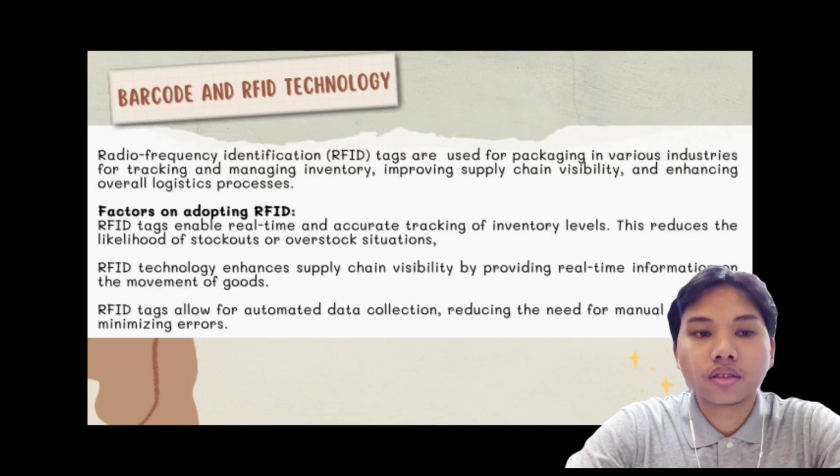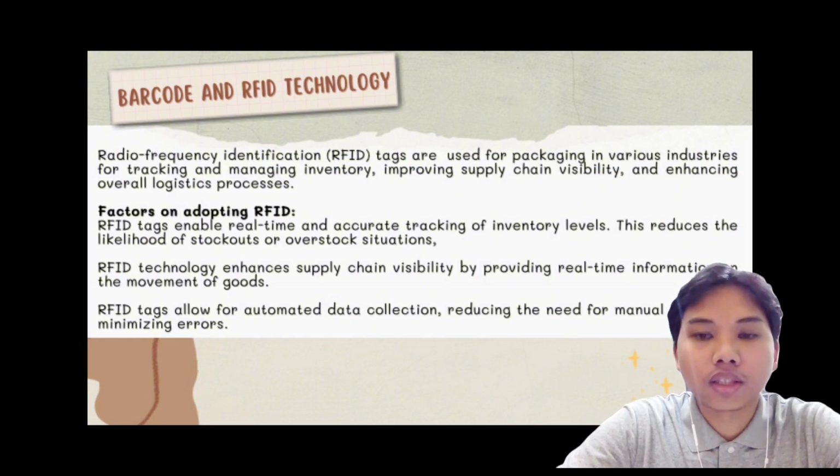And the other technology integration towards packaging is barcode and RFID technology. So RFID, which stands for radio frequency identification, are tags that are used for packaging in various industries for tracking and managing inventory. These RFID tags also improve supply chain visibility and enhance overall logistic processes. These RFID tags are usually used in a warehouse or an inventory storage.